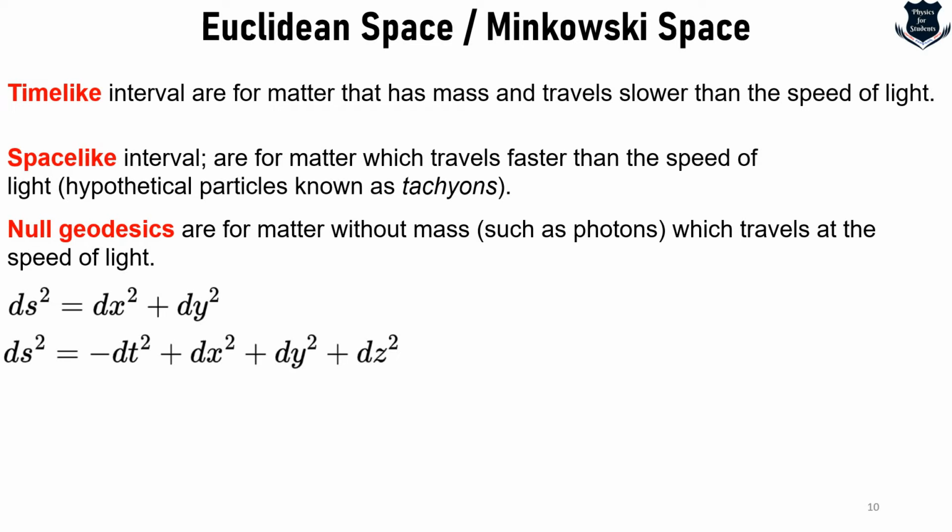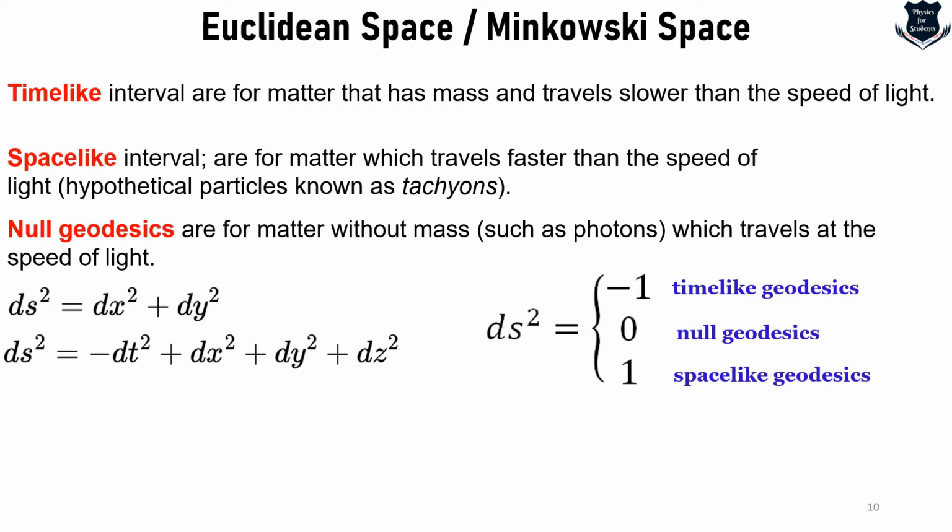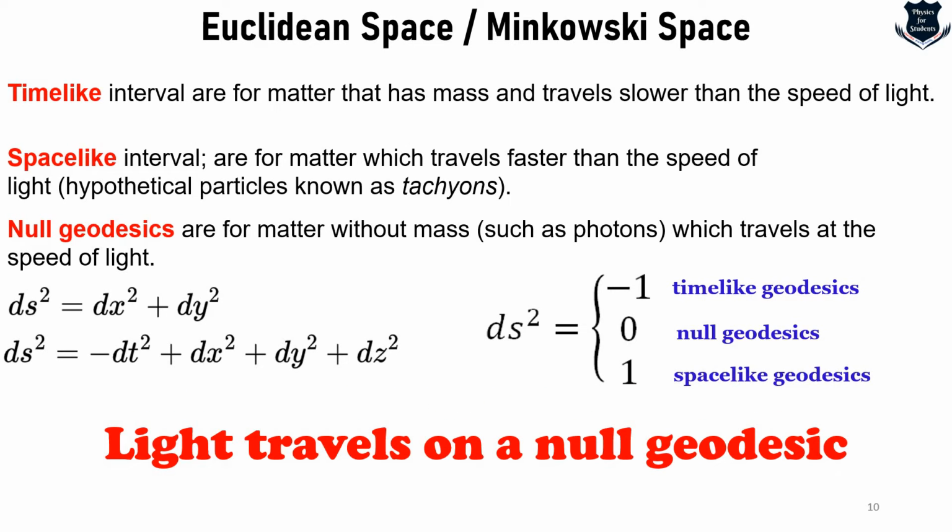So ds squared equals dx squared plus dy squared, this formula, if I take minus dt squared, then ds squared is -1, 0 and 1. -1 is time-like, 0 is null-like, and 1 is space-like. And that is why we say that light travels on a null geodesic. So now we have understood what Minkowski space actually deals with, what the relation is between time-like, null and space-like, and we have seen the distinctive difference, how it incorporates time and makes a four-dimensional manifold, and how -c comes over there.